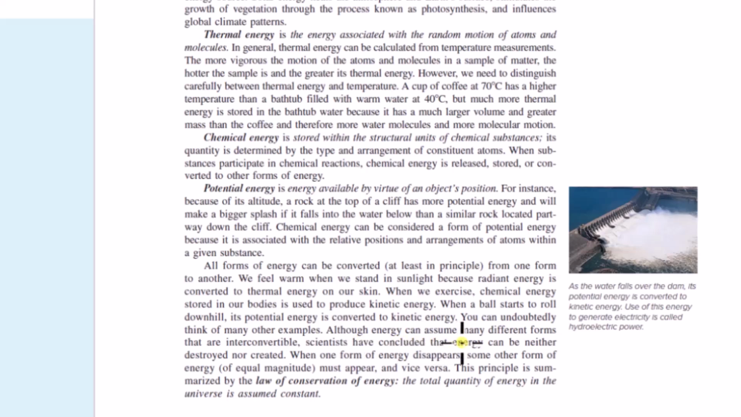Although energy can assume many different forms that are interconvertible, scientists have concluded that energy can be neither destroyed nor created. When one form of energy disappears, some other form of energy of equal magnitude must appear, and vice versa. This principle is summarized by the law of conservation of energy. The total quantity of energy in the universe is assumed constant.